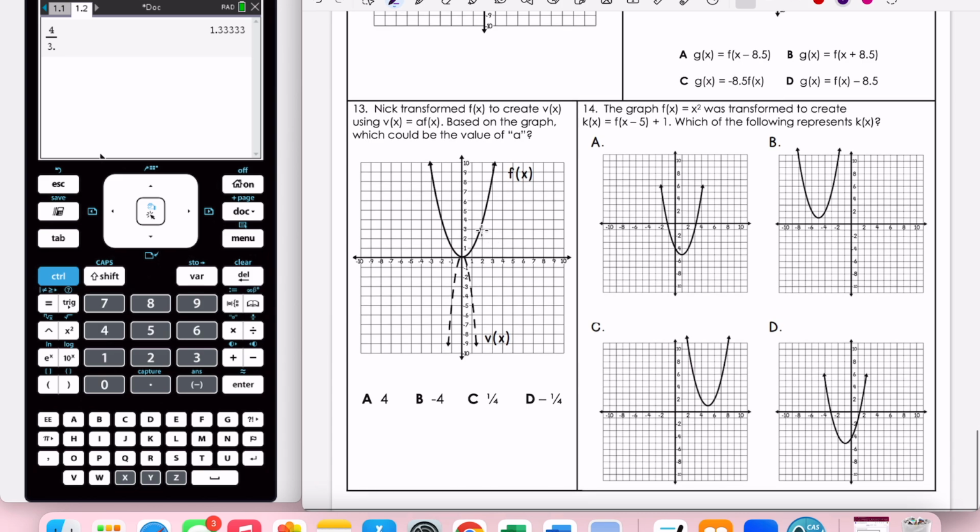Guys, when you take a look at number 14, remember, basically all you have to do on this problem is identify your vertex. On this problem, if I have x minus 5, remember that means I'm going right 5. And then plus 1 means I'm going up 1. So which one has a vertex that is right 5 and up 1 from the origin?